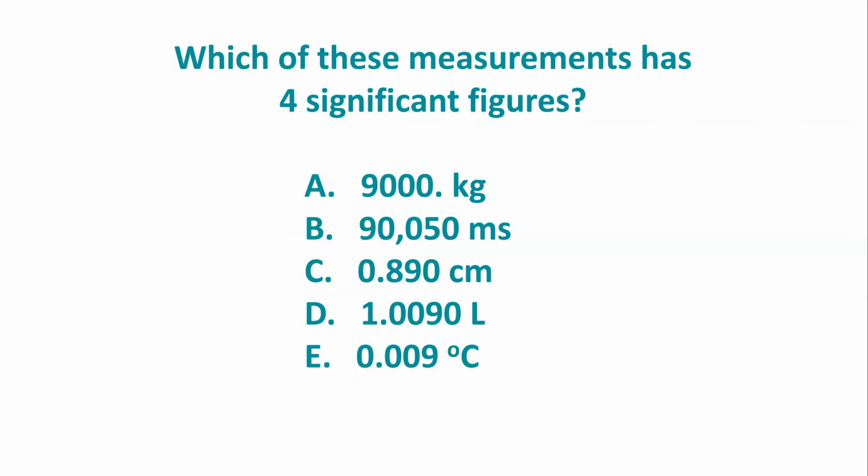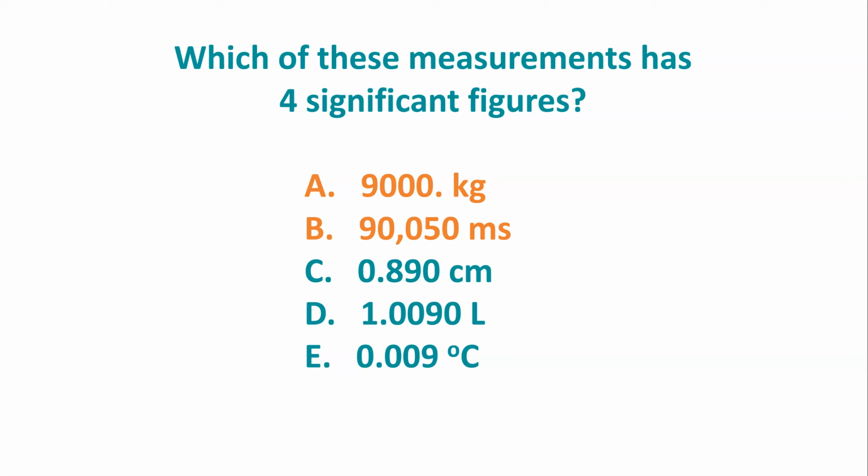All right, number 2. Which of these measurements has 4 significant figures? 4 and only 4. And there may be more than one correct answer here. So think about all of the choices that may have 4 significant figures. Okay, so our first 2 choices there, A and B, both have 4 significant digits.